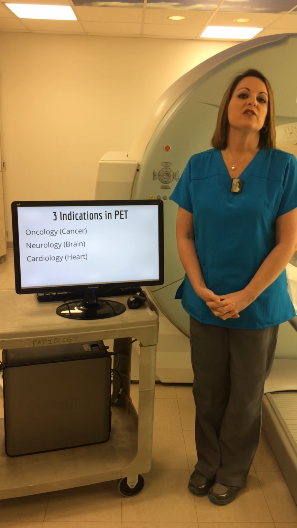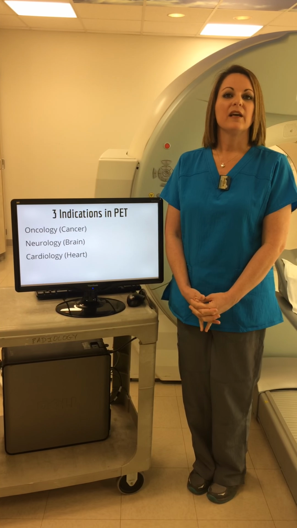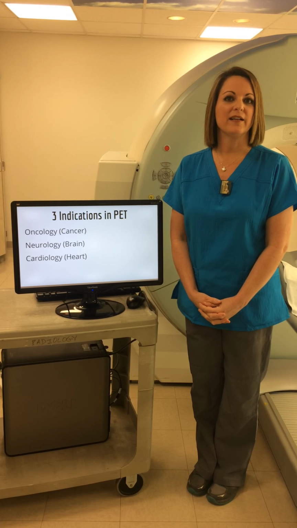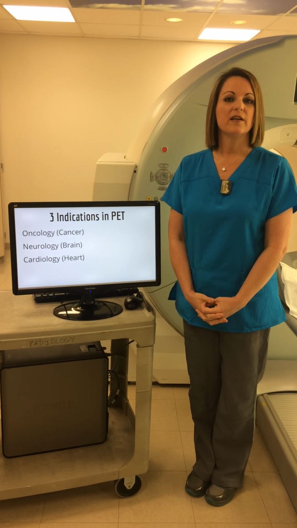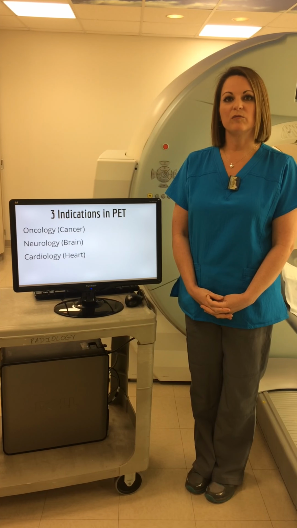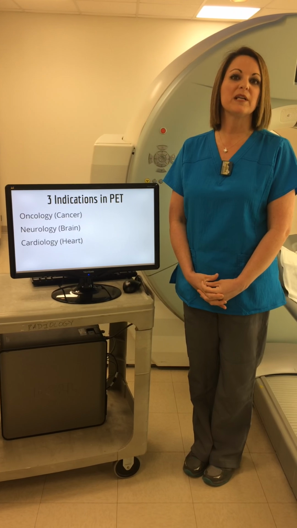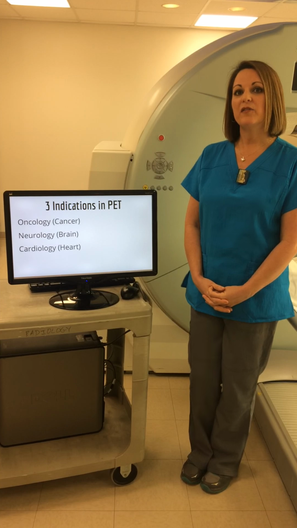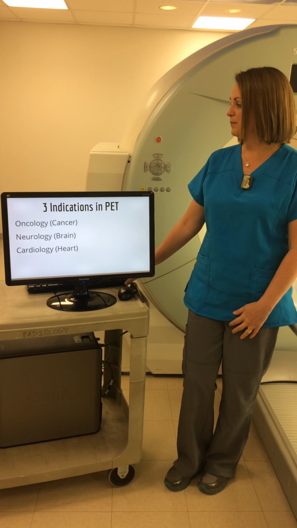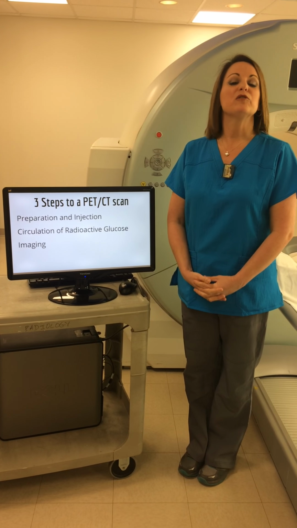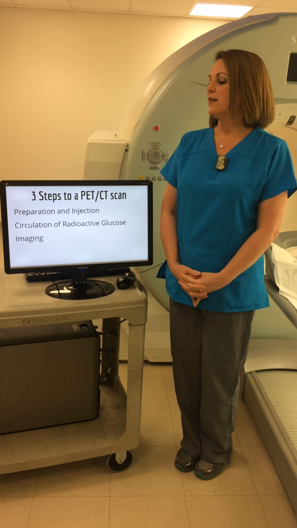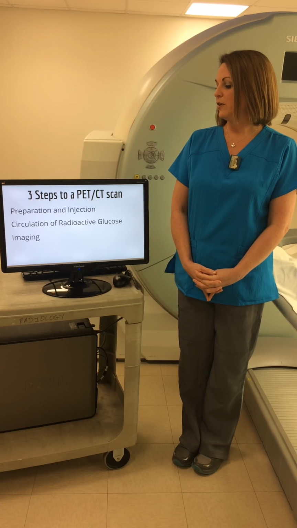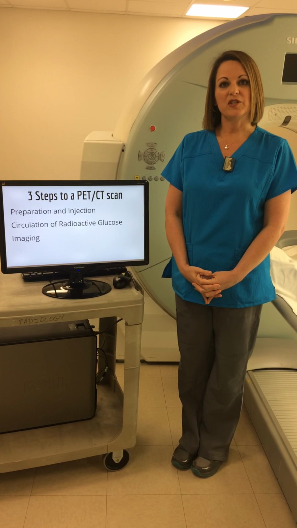There are three indications used in PET-CT scan: oncology for cancer, neurology for the brain, and cardiology for the heart. For the purpose of my presentation, we'll be focusing on oncology because I believe that everybody has been affected by cancer in some way. There are three stages to a PET scan. A PET scan takes about 2 to 2.5 hours, and it involves a preparation and injection stage, the circulation of radioactive glucose stage, and the imaging stage.